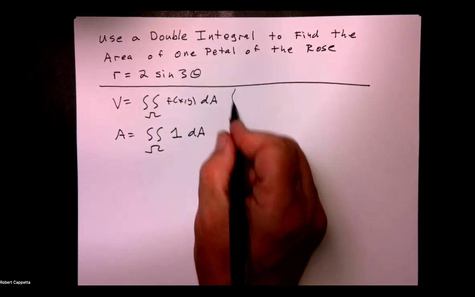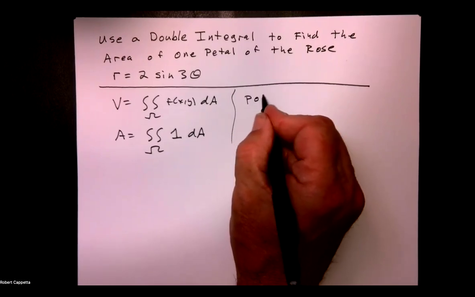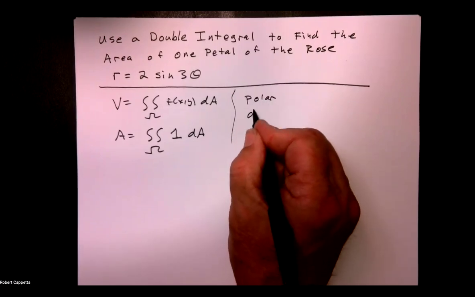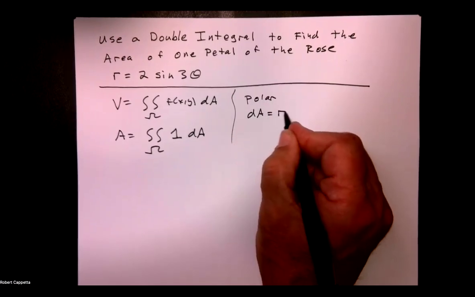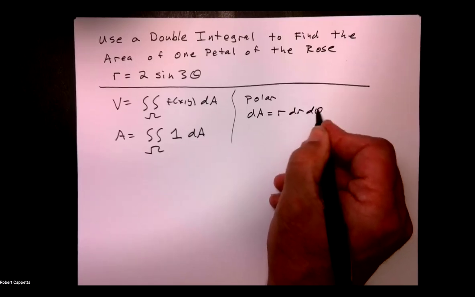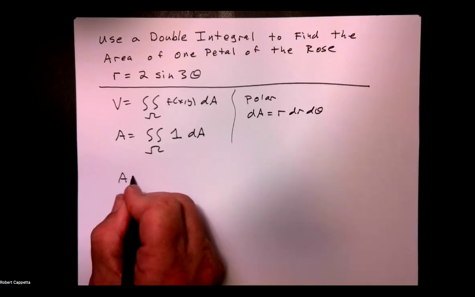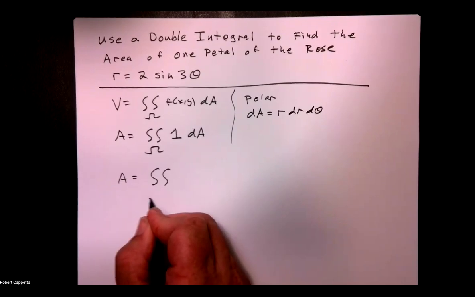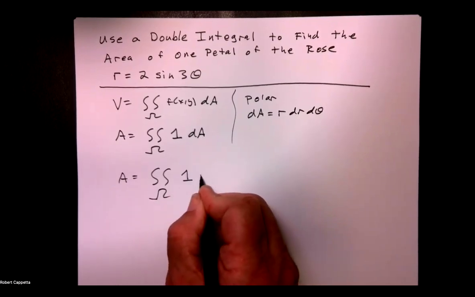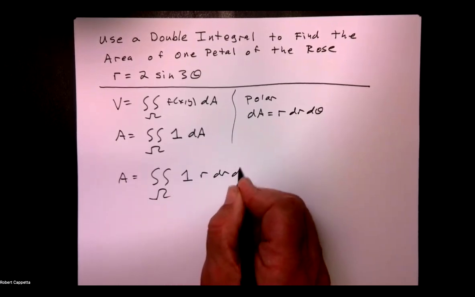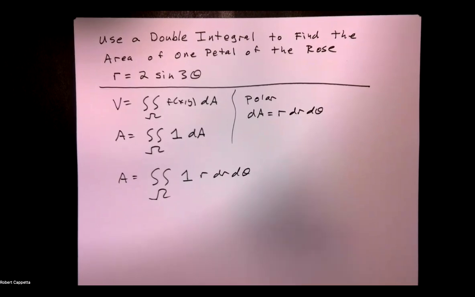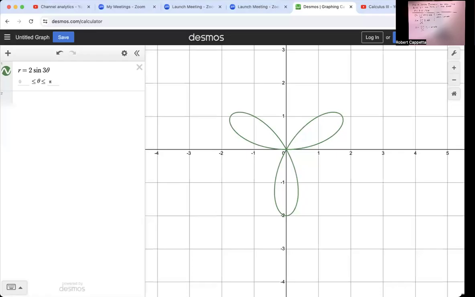And then in polar coordinates, what do we have to remember? In the world of polar coordinates, the change in area is r dr d theta. So we're starting with the double integral over some region of 1 r dr d theta. So we need to determine what r ranges from and what theta ranges from. So let's take a look at our graph to do some analysis.